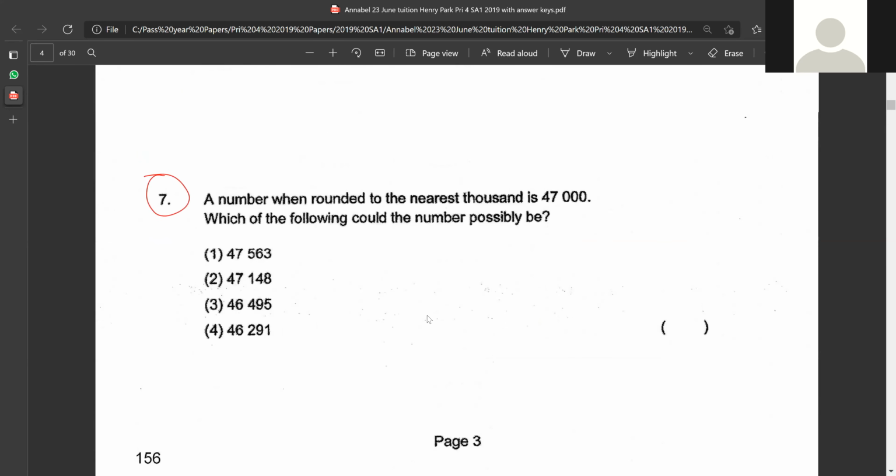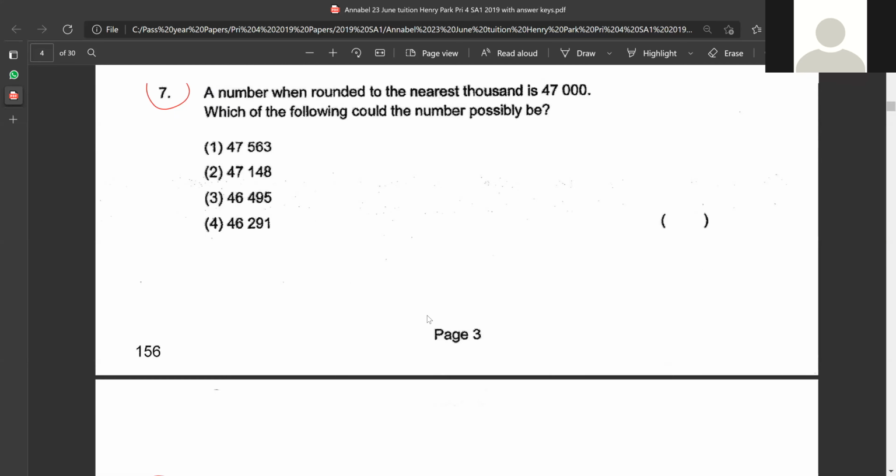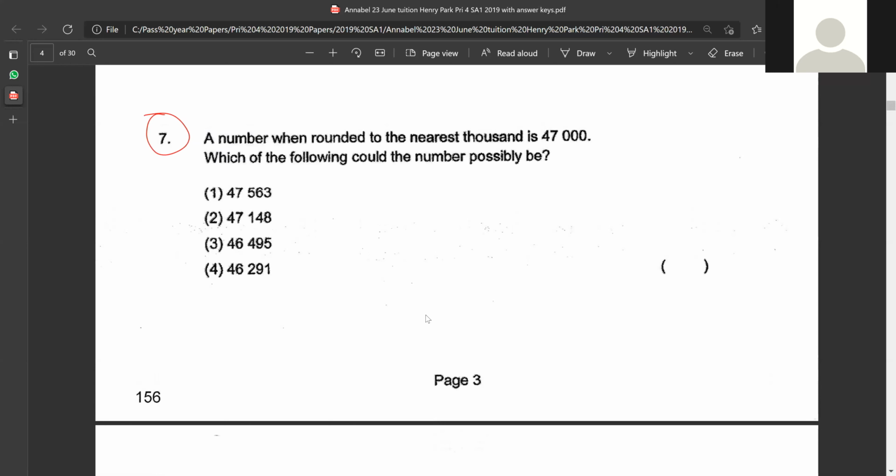Next question, question 7. A number when rounded to the nearest thousand is 47,000. Which of the following could the number possibly be? So you round off one by one to the nearest thousand. This one rounded off to the nearest thousand, you have how many?